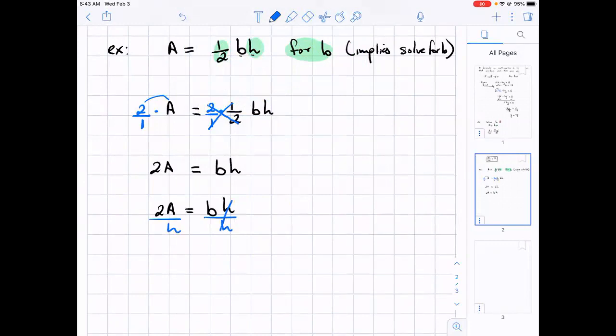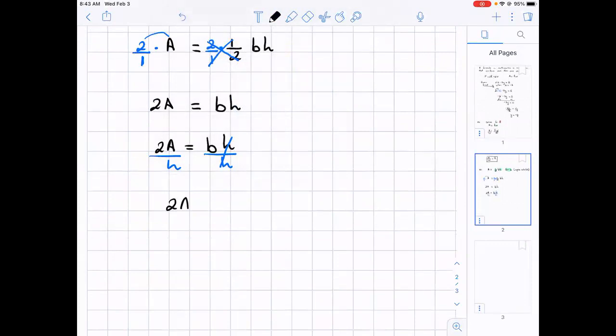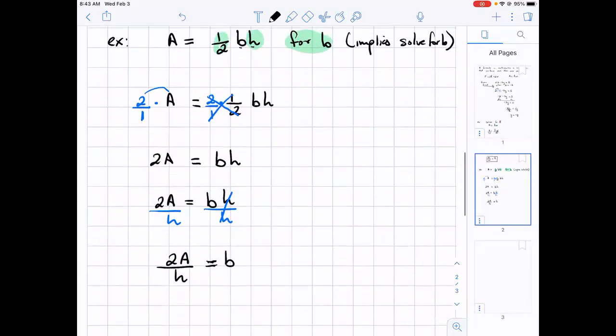H cancels out. So that leaves me with 2A over H is equal to B. Now, I want to point out something to you because in your homework system, this is very important. In math, an uppercase A has a different meaning from a lowercase a.